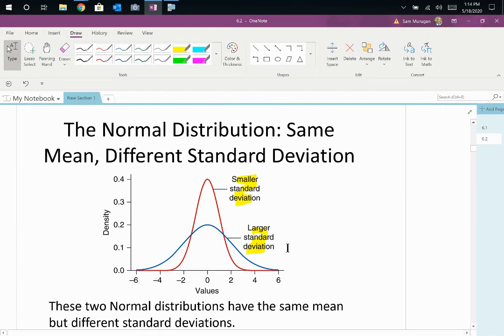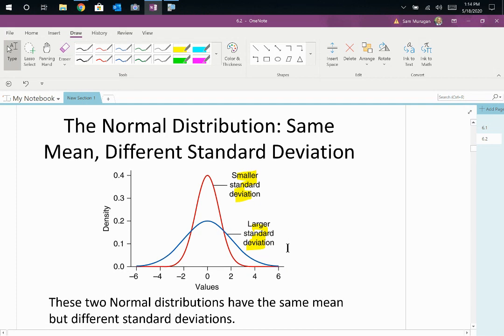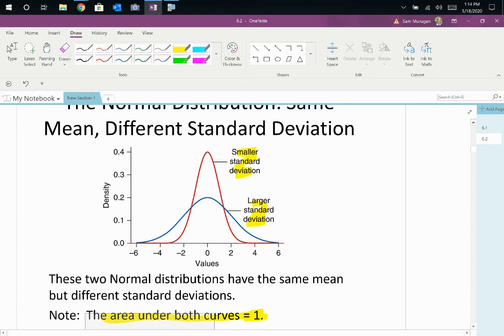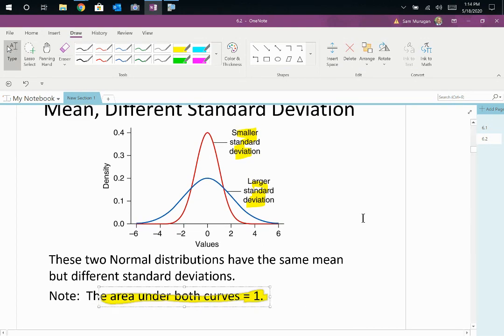How does standard deviation affect the shape of the bell curve? If there's a smaller standard deviation, we have a taller curve. If there's a larger standard deviation, we have a shorter, wider curve. However, that doesn't change the area under the curve, which is still equal to 1.